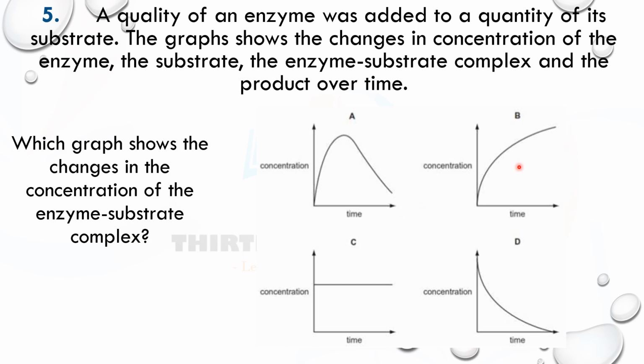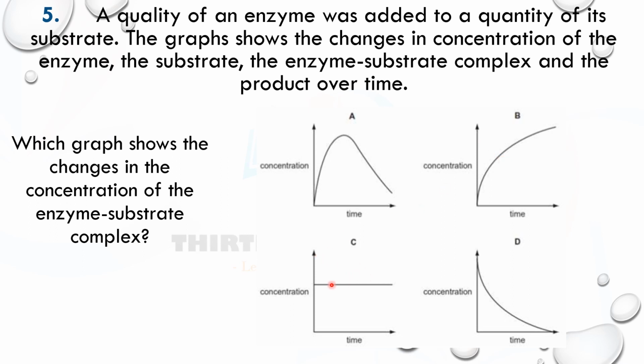Now, if you look at this, this is the concentration of the product. As time continues, product is formed. Remember that during the reaction, product is formed. The amount of product increases with time and remains constant. Now, substrate is used up. As the reaction goes, substrate is converted to product, so the amount of substrate decreases over time. So it cannot be this, neither can it be this.